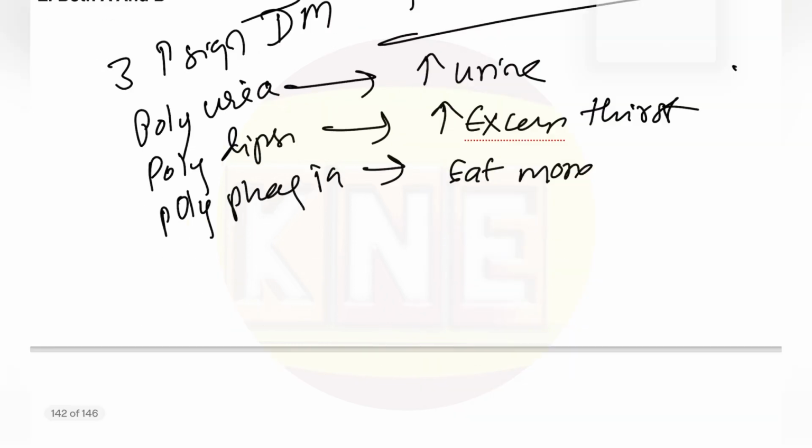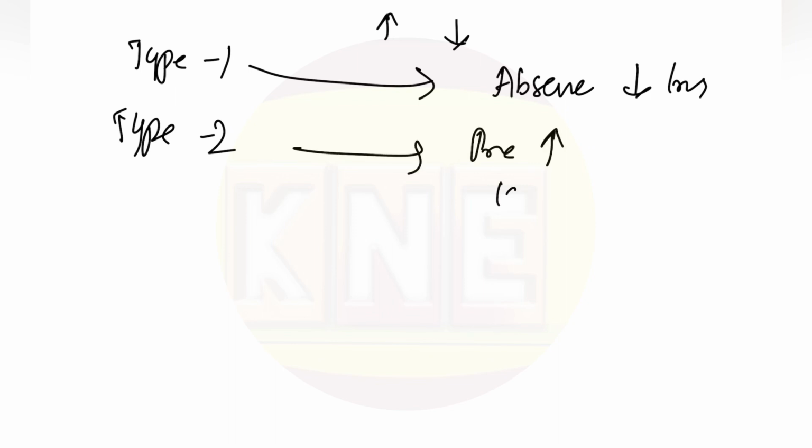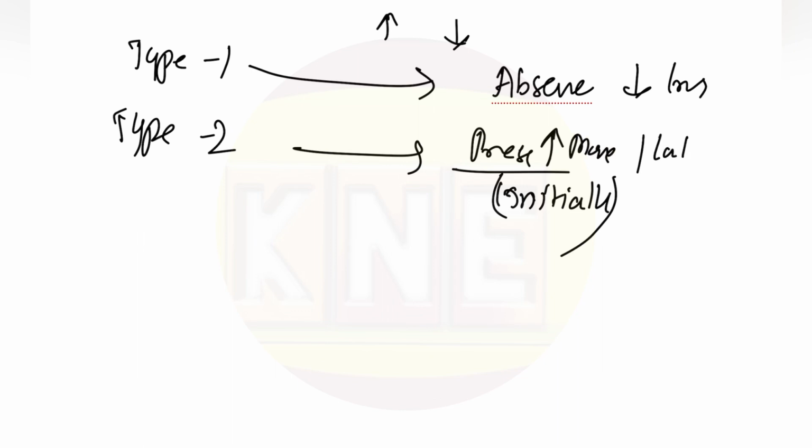Why? Here it depends on whether insulin is present or not. In type 1, there is an absence of insulin or there is less insulin. In type 2, there is a presence of insulin initially, a larger amount of insulin is present, but later there is a decrease in the insulin.